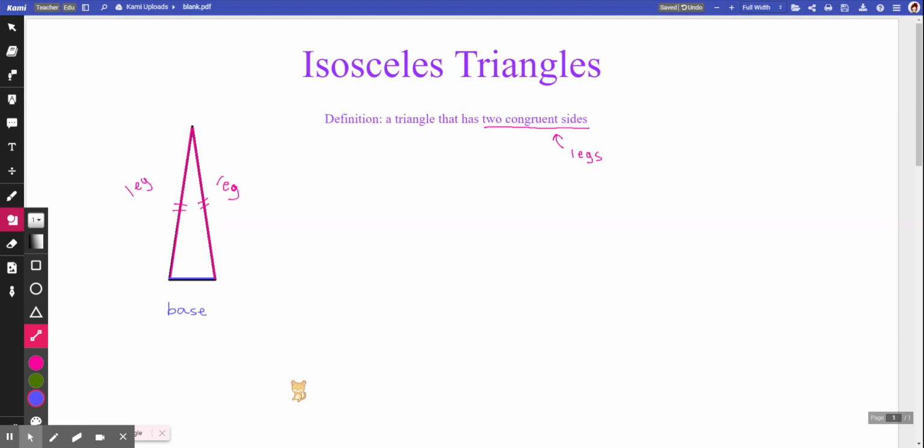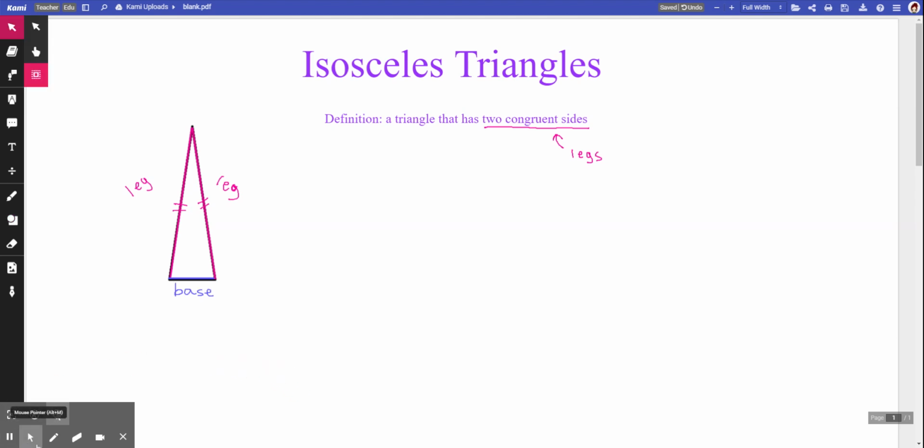So the base is not always the bottom. You could have your isosceles triangle rotated sideways or flipped around. The base is the side that is not necessarily congruent to the other two sides.